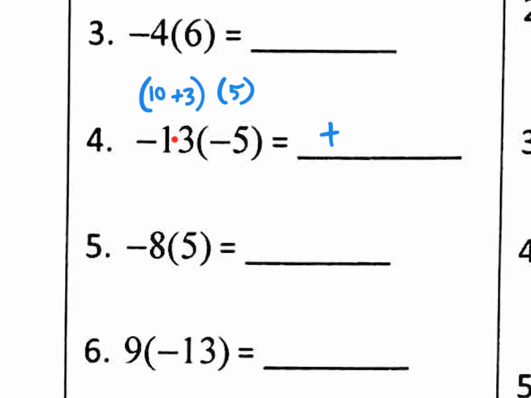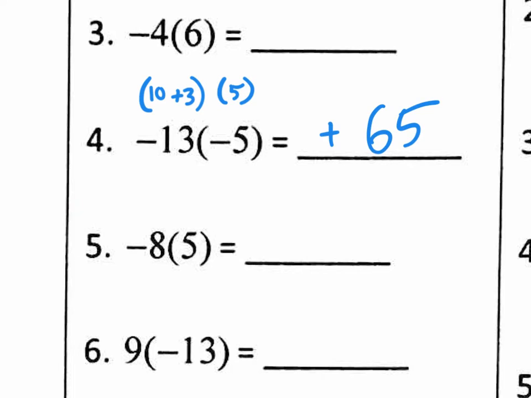But in my head, the 13, I could say 10 plus 3. Why would I say 10? Because I know what 5 times 10 is. What's 5 times 10? 50. Okay, so I have 50, but then what's 5 times 3? 15. So if I have 50 plus 15, the answer will be 65.